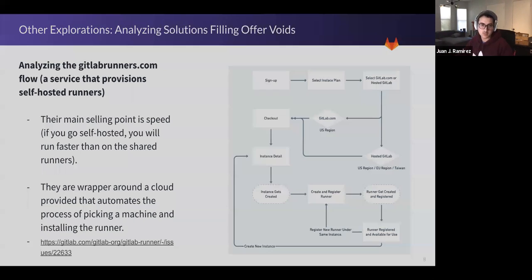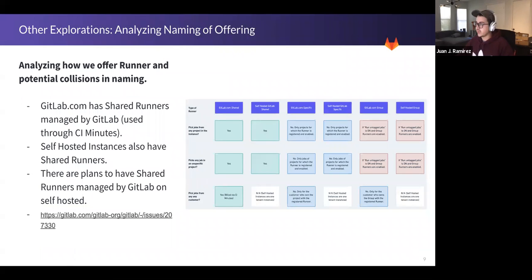And we also did an exploration analyzing the naming. So we have a lot of concepts. We have shared runners managed by GitLab. We have shared runners using self-hosted instances. We have group runners, which behave a little bit like shared runners. So there's many things on these, and we have been doing an analysis on these because we also want to improve the naming and make sure that we're not creating collisions in that namespace, and that the offering is very clear to our customers, that when they hear about a runner, they know what the runner that they are using is doing.